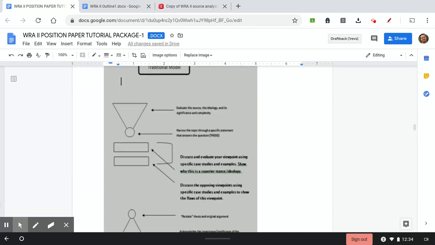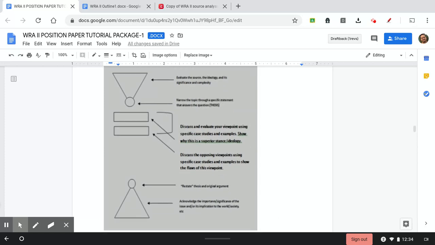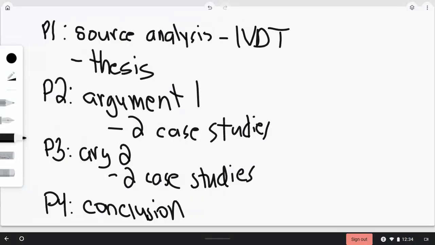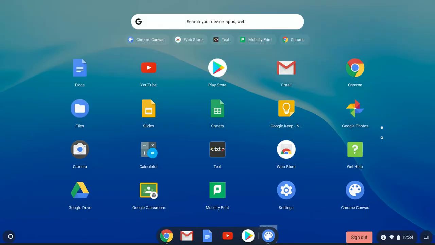So our traditional model, there are some individuals who have written a different type of WRA2, but this is the structure that you are going to be using. This is just like what we see here, your paragraph 1, 2, 3, and 4. But let's go back to the traditional model page.